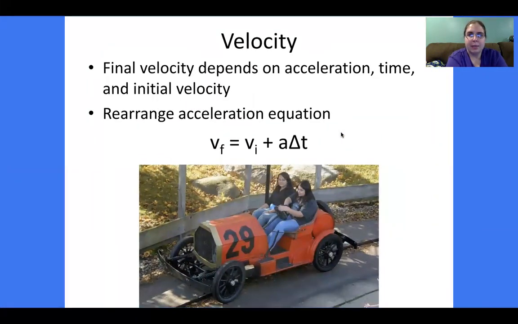Final velocity depends on acceleration, time, and initial velocity. In this case, if we take the regular acceleration equation, A equals VF minus VI over T, and rearrange it to solve for final velocity, we see that the final velocity equals the initial velocity plus acceleration times time.